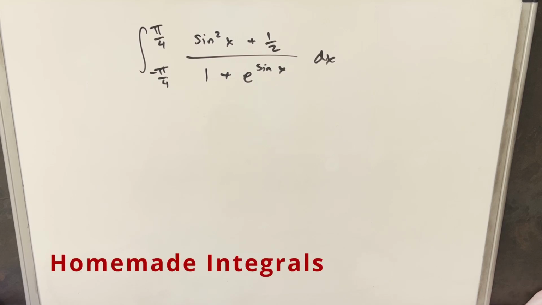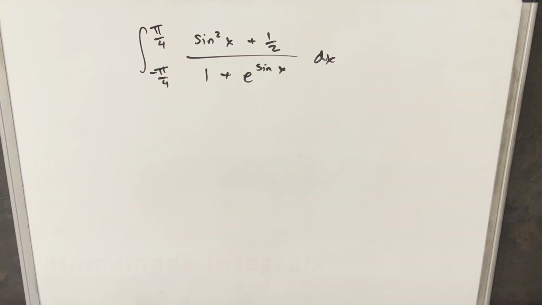Hey, we have here a homemade integral. That means one that I did myself. And what we're doing is integrating from minus pi over 4 to pi over 4 of (sine squared x plus 1/2) over (1 plus e to the sine x) dx. Okay, let's get right into it.